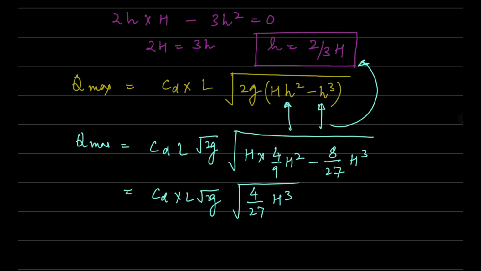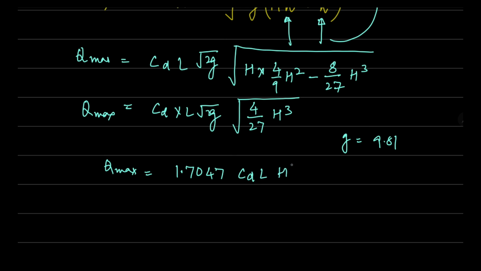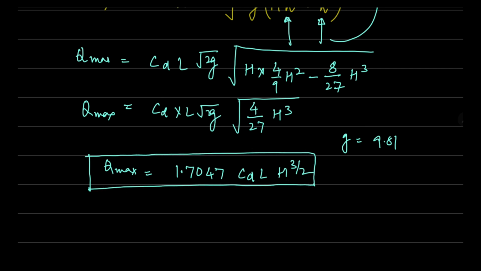So Q max looks like this one. So just replacing the value of G with 9.81, we will get the Q max value as 1.7047 into CD multiplied by L H raised to the power 3 by 2. Earlier, when this was a narrow weir, we were using the expression 2 by 3 CD L H raised to the power 3 by 2.